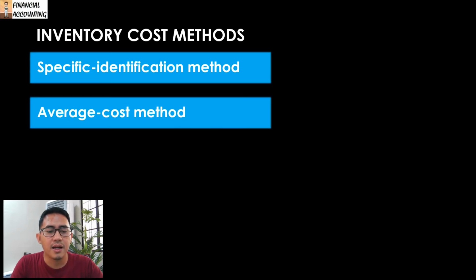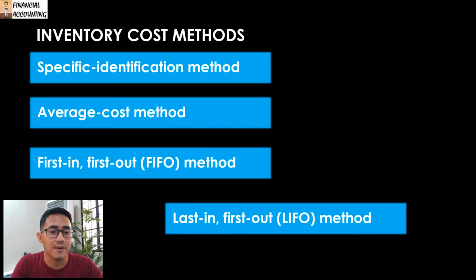Okay, we also have here costing methods of your inventory, and we will discuss them one by one. Specific identification method, average cost method, first in, first out method, and last in, first out method. Now, last in, first out method, if I recall it right, as of 2005, is not recommended by the standard. So the Philippine Accounting Standards only recognizes specific identification, average cost, and first in, first out. But for discussion purposes, we will still discuss last in, first out.